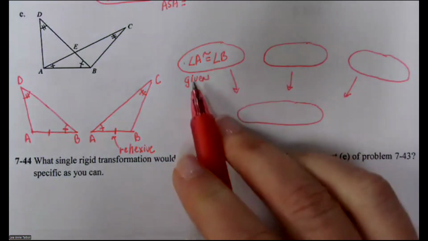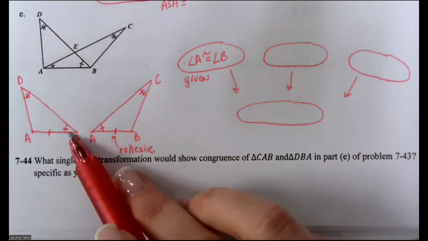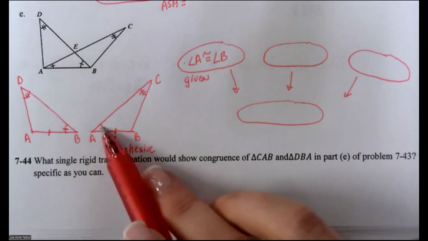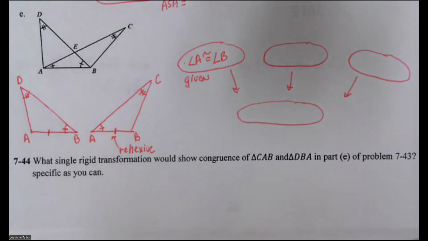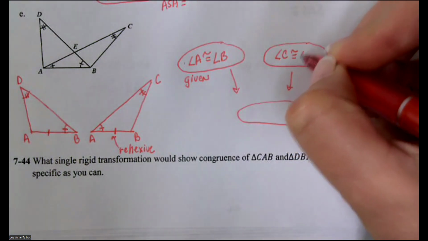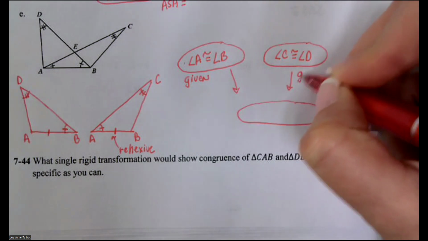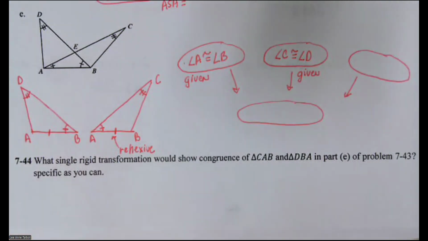Okay, so there's my first bubble. You guys don't have to have this one first, but I said angle A is congruent to angle B because of given. You probably put 3 letters because you're better than me. Angle C is congruent to angle D because of given.